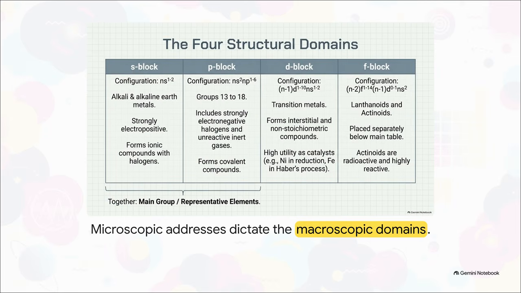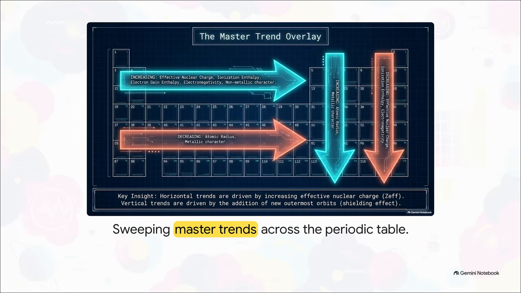The alkali metals form the s block. The halogens and inert gases form the p block. The transition metals, the great catalysts of our world, are the d block. And placed separately down at the bottom, the radioactive inner transition elements make up the f block. The microscopic address directly dictates the macroscopic zip code. And because it's built on perfect quantum logic, the entire table is alive with predictable, sweeping trends.